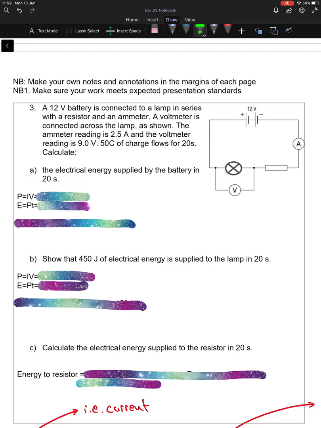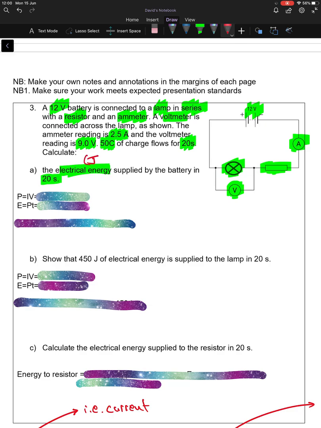Right. Again, I've given you some clues on this one, so let's just talk through the first bit, and then you can have a go yourself, and then we'll go over it again. So a 12-volt battery is connected to a lamp in series with a resistor and an ammeter. A voltmeter is connected across the lamp as shown. The ammeter is reading 2.5 amps and the voltmeter is reading 9 volts. 50 coulombs of charge flows for 20 seconds. What is the electrical energy supplied by the battery in 20 seconds?